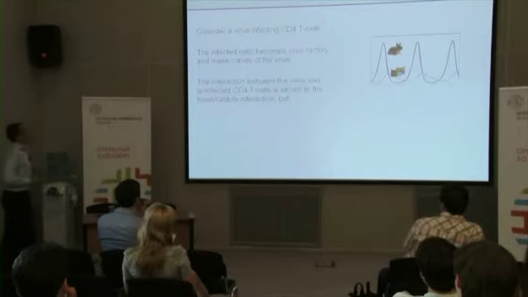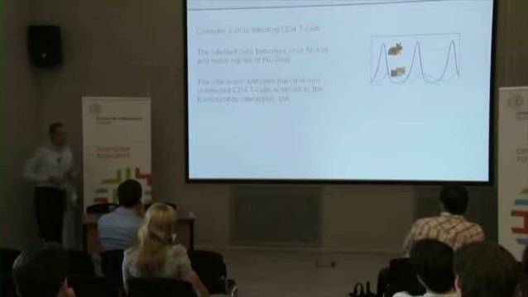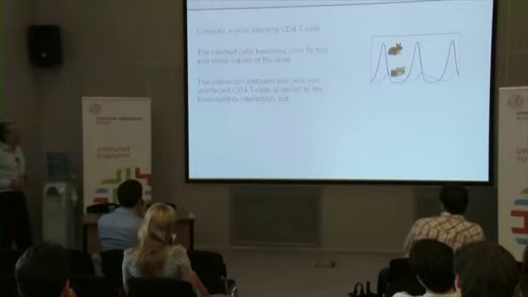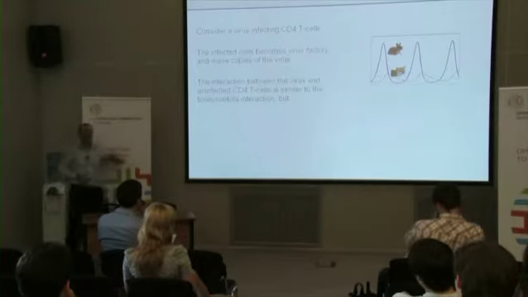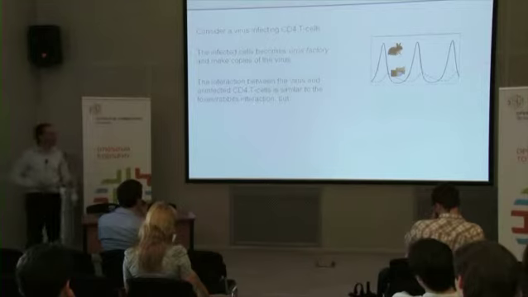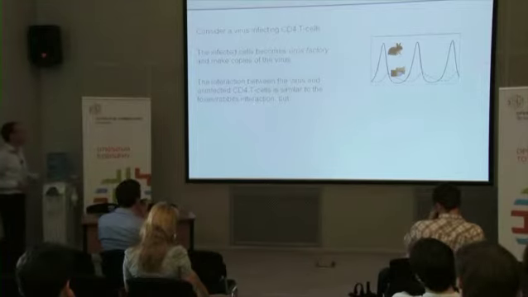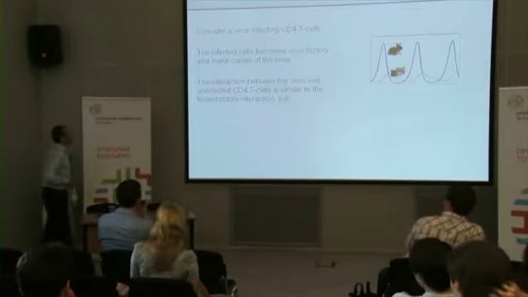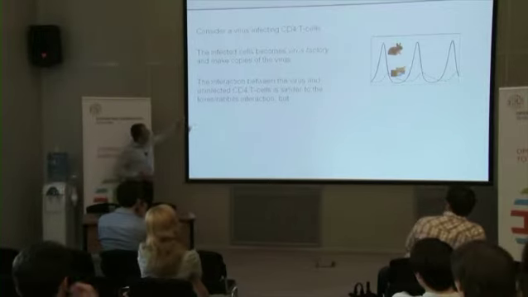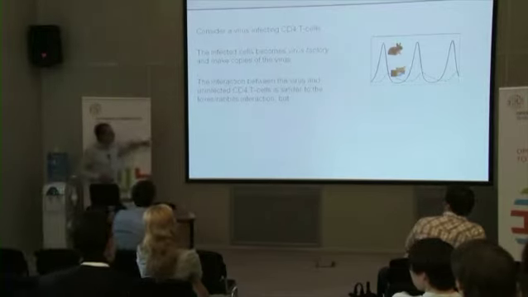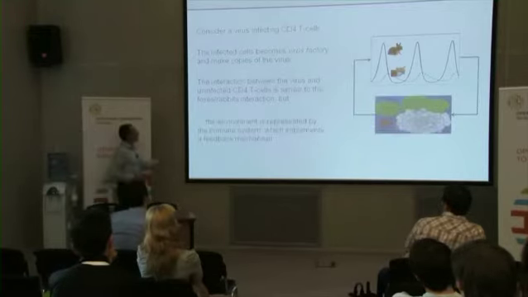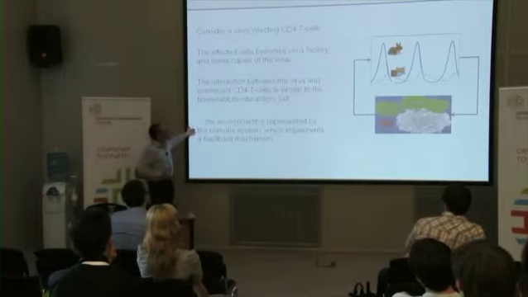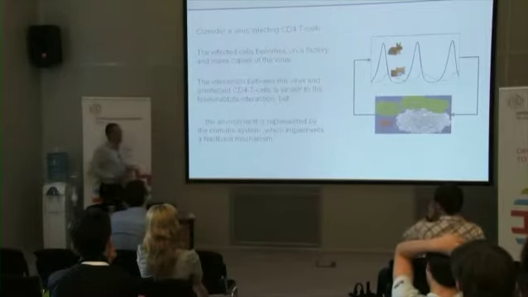Now, why viral infection? So suppose that we have an infection, a virus, which is infecting CD4 T cells, which are a part of the immune system. And now, in this case, the cells become virus factories, and they make copies of the virus. So instead of helping the immune system, they're actually doing precisely the opposite. They are building virus. So the interaction between the virus and uninfected CD4 T cells is pretty much similar to foxes and rabbits. Okay? However, the environment is represented by the immune system, which implements a feedback mechanism.